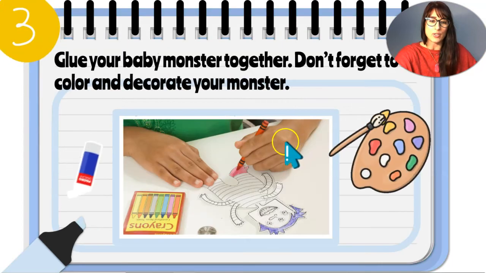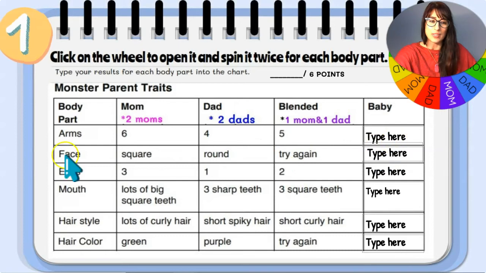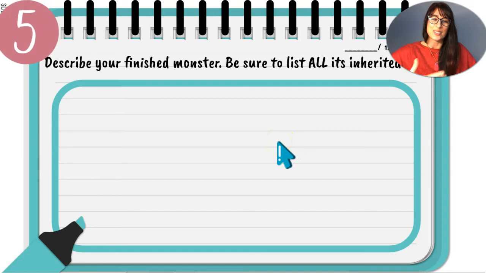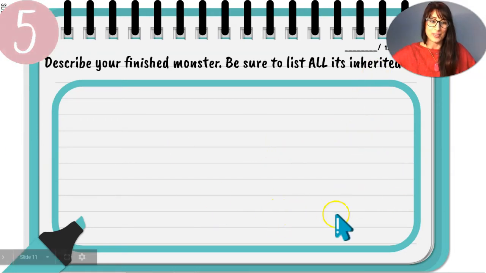So you'll go back again to your chart and list all of these traits. If it has 5 arms, you'll write 5 arms. It has a square face, it has 3 eyes, maybe 3 sharp teeth. Whatever you ended up writing here, that's what you will list in this slide. Make sure that you list them all so you can get all 12 points for this slide.